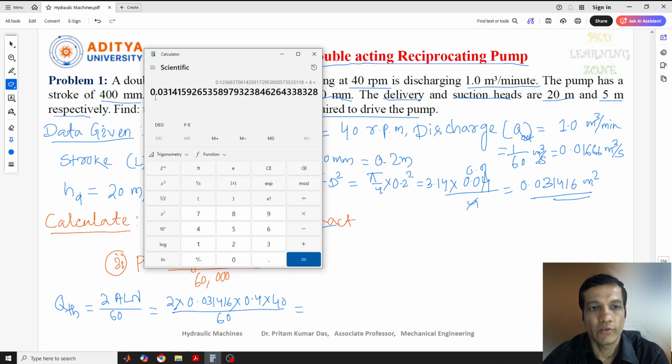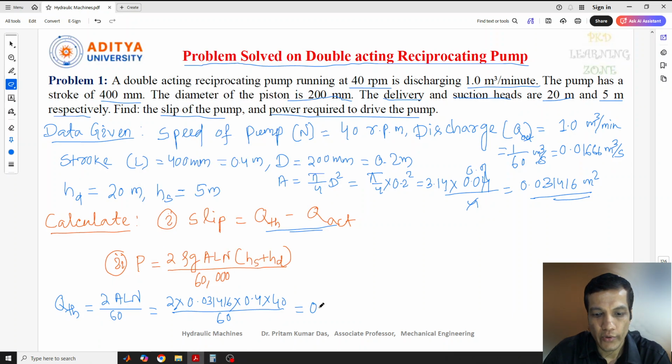Okay, 0.0314. We got the same thing. Now this multiply into 2 into 0.4 into 40 divided by 60, 0.0167. So we got the value here, 0.01675. This is meter cube per second. This is our theoretical discharge here.